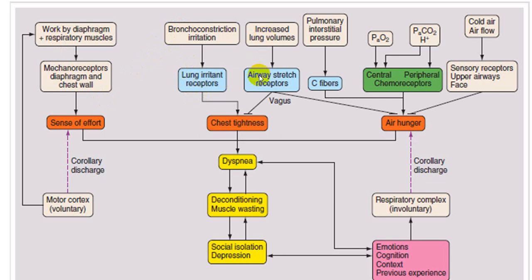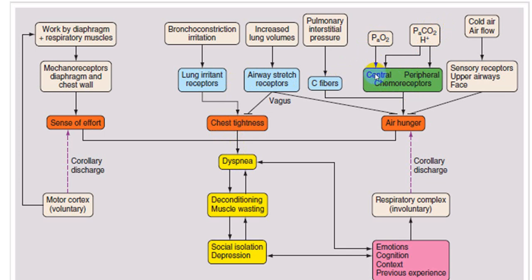Increased lung volume will also stimulate the J receptors. Interstitial pressure will be elevated, which will stimulate the C fibers. When these J receptors, that is the lung receptors, are stimulated, the person will feel chest tightness, which is part of dyspnea. Hypoxia will stimulate chemoreceptors. CO2 and H ions will also stimulate the chemoreceptors.